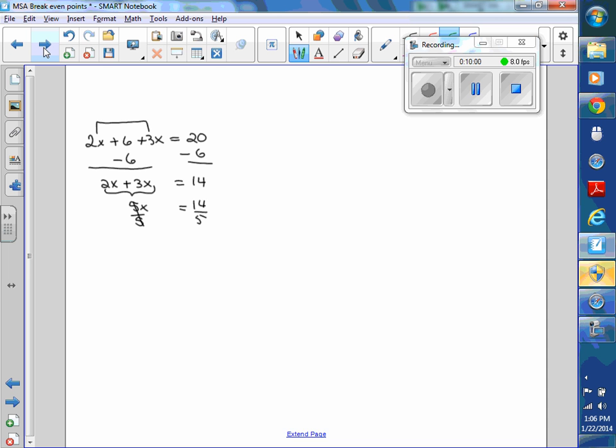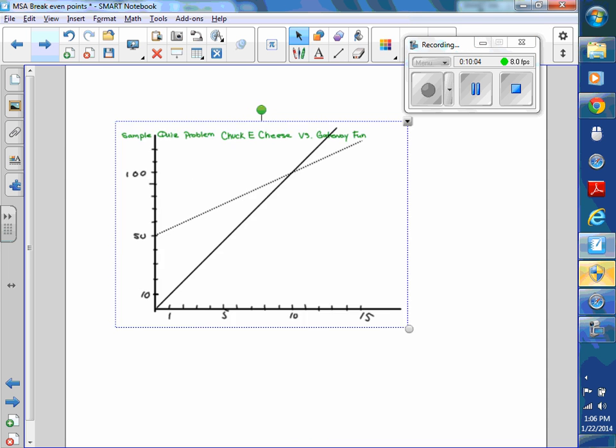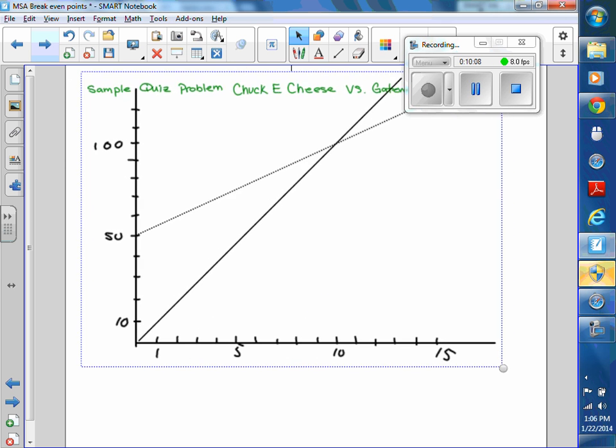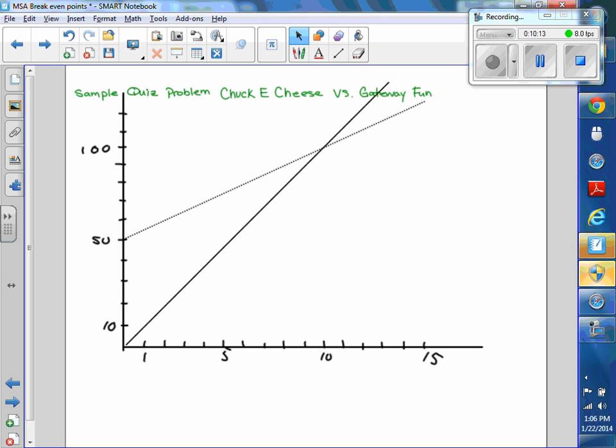Okay, this is a sample quiz problem. This is actually a problem from your last pink quiz. Do you remember the Chuck E. Cheese problem? Yeah. I'm just going to review things I'm going to ask you tomorrow that weren't really clear on the last quiz. First of all, this is the Chuck E. Cheese line, and this was the gateway line.